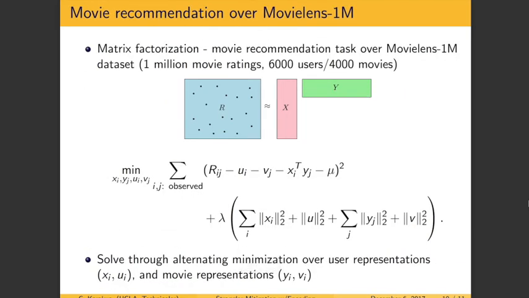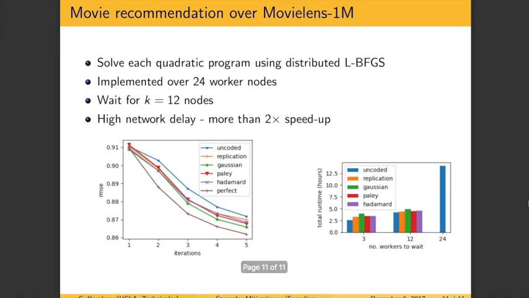We have also applied this technique to a matrix factorization problem for the MovieLens dataset, which we solved through alternating minimization. Implementing distributed LBFGS over 24 nodes in the high network delay regime, we find that the technique results in more than 2x speedup in the computation while converging to an approximate solution.